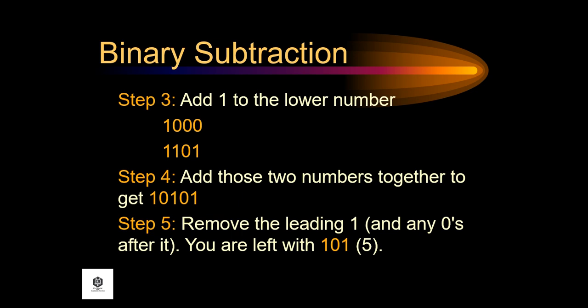Step 4, add those two numbers together to get 10101. Then step 5, remove the leading 1 and any zeros after it. You are left with 101, or 5.